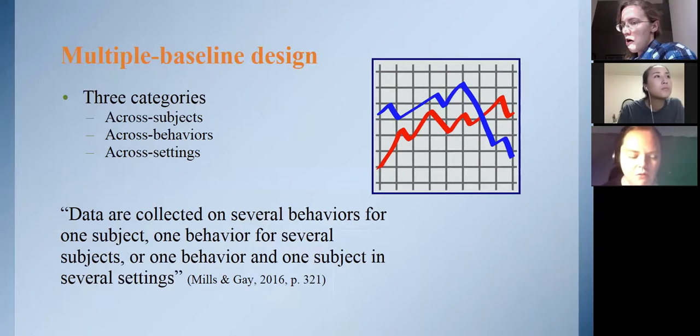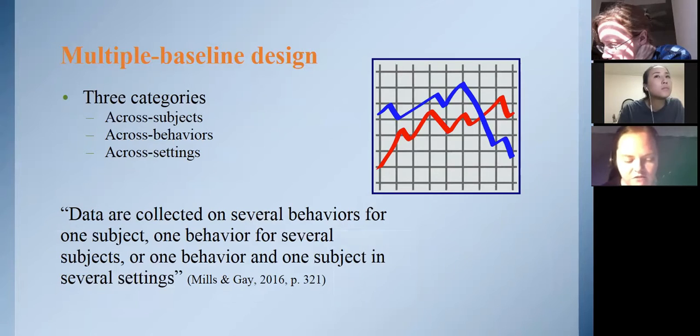For example, the behavior may be manipulated with the subject and setting remaining the same. Later, the setting may be manipulated with the subject or behavior remaining the constant variables. Multiple baseline design is frequently used to compare the same intervention presented to different subjects at different times.